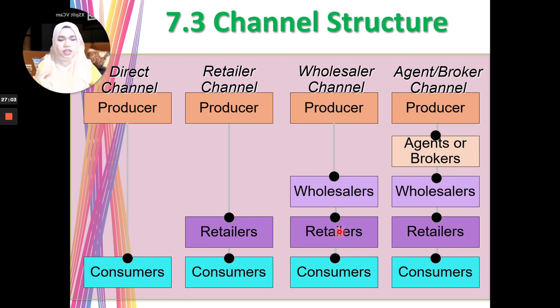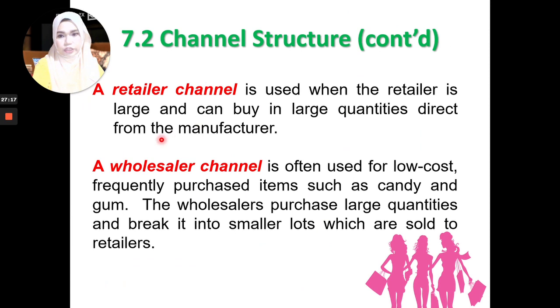All right, so then the kedai Pak Abu can get the product from the wholesaler, and people in the kampung where kedai Pak Abu is located can actually buy from kedai Pak Abu. So that is the retailer channel. And the wholesaler is often used for low cost, frequently purchased items such as candy and gums, right? The wholesaler purchases large quantities and breaks them into smaller lots, which are sold to the retailers.